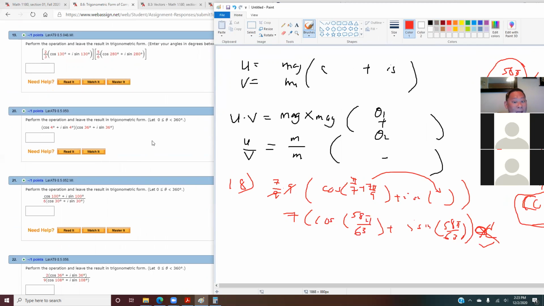There's no magnitude, even better. So you don't even do this. So would it just be cos 4 degrees plus 36 degrees and then plus i sine 4 plus 36? Again, angles you add. So cosine what? Add this up, you get cosine 40, plus i sine 40. That's it. You're done. Pretty easy.